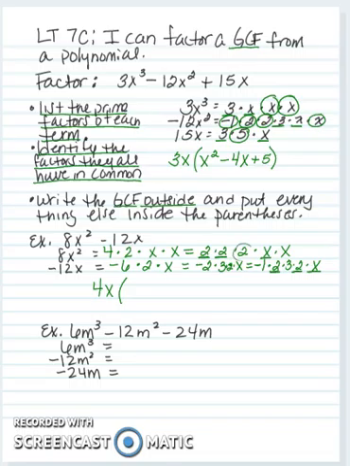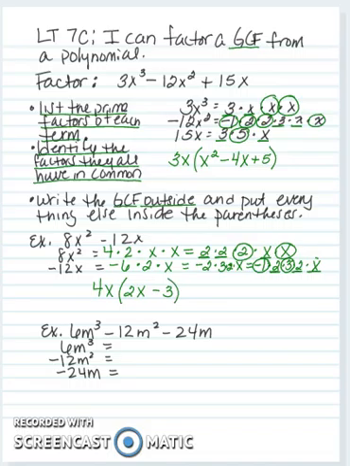In the first one, I have a 2 and an x, so that's 2x. And in the second one, I have a negative 1 and a 3. So negative 1 times 3 is negative 3 inside the parentheses.